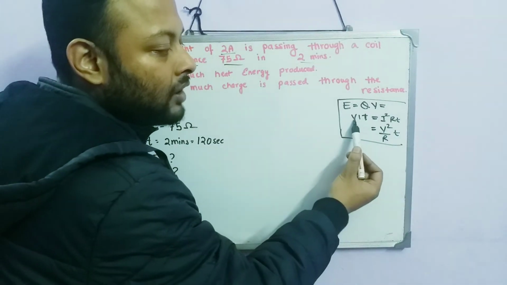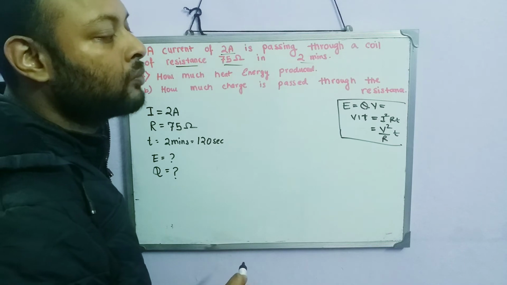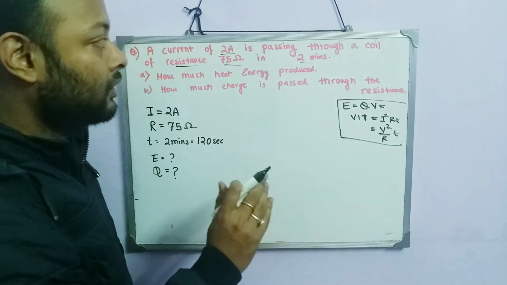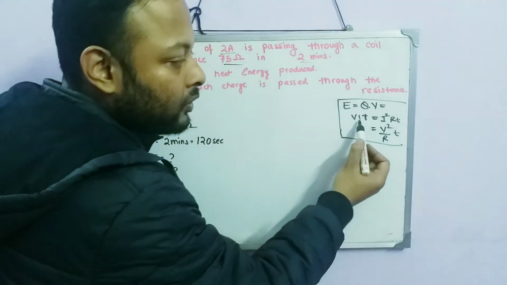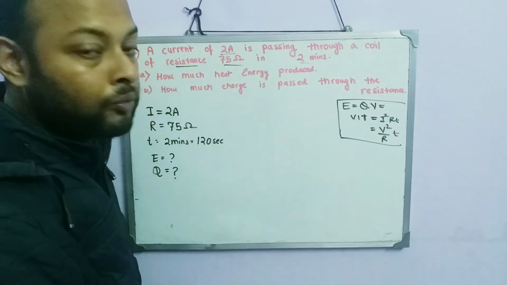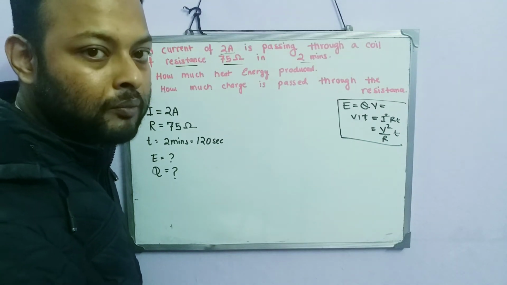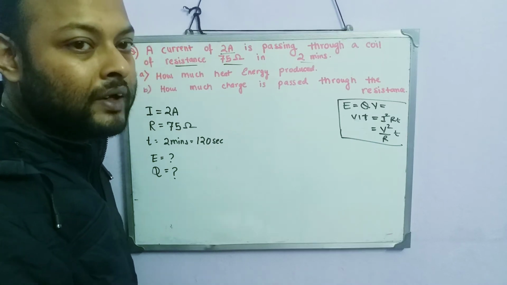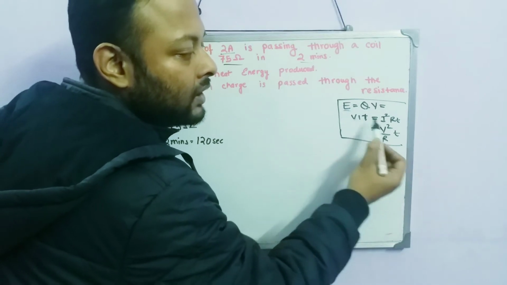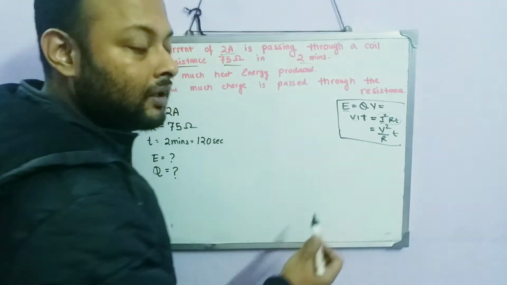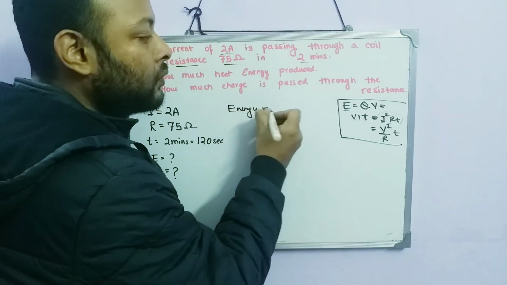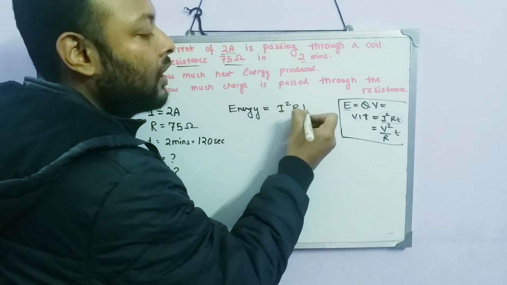Now can I use the formula VIT? No, I also cannot use this formula because in this entire question, the value of V, the potential, is not provided. So I cannot use this formula also. Can I use the formula V square T by R? No, I cannot use it because again the same problem: the value of V is not provided to us. So ultimately it is left with only one choice to calculate the value of energy, that is I square RT.